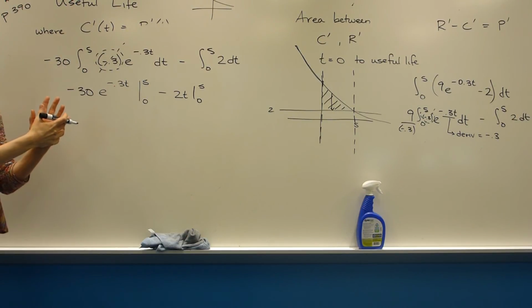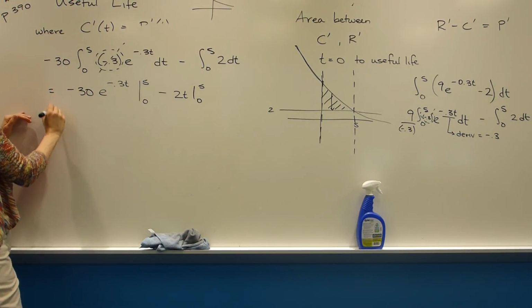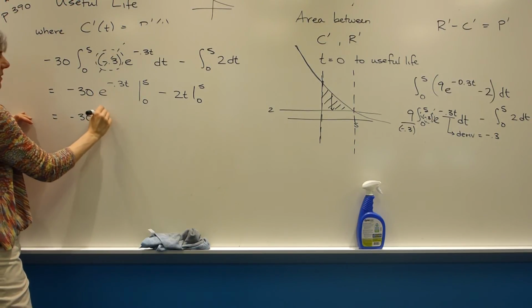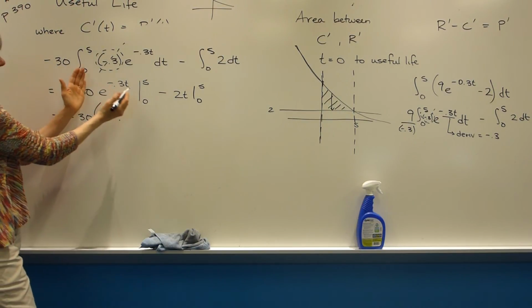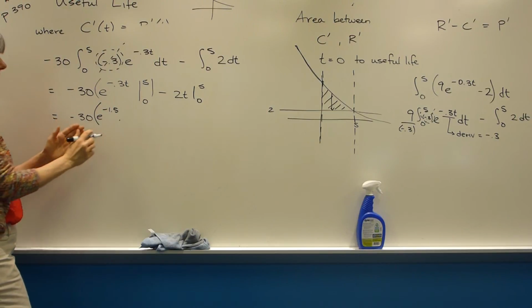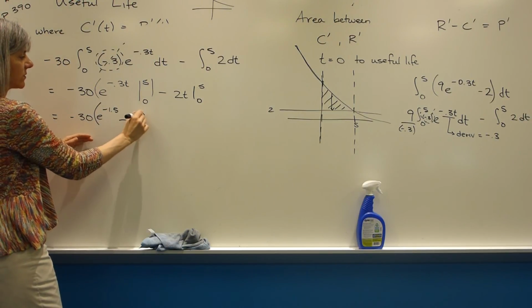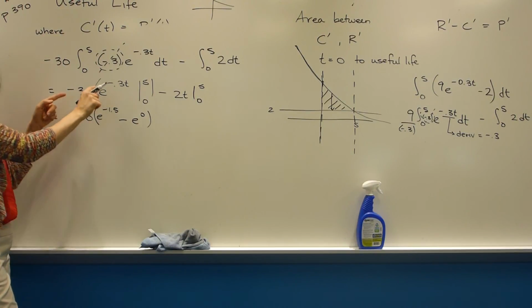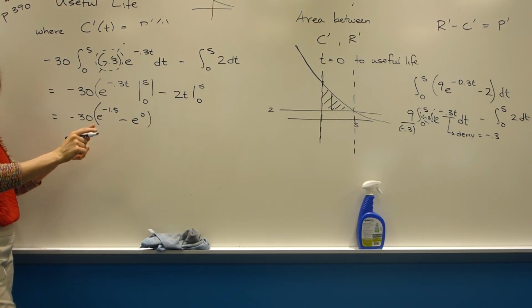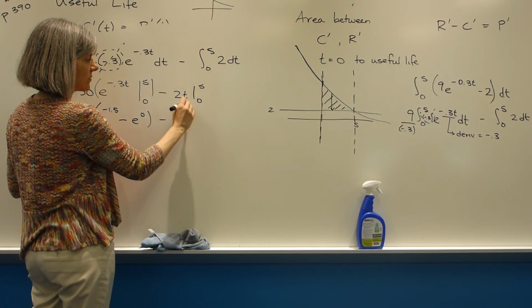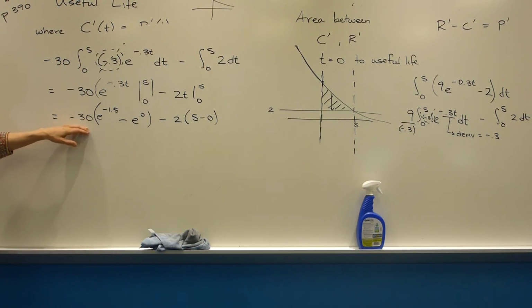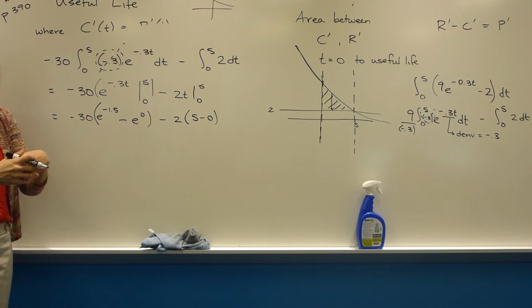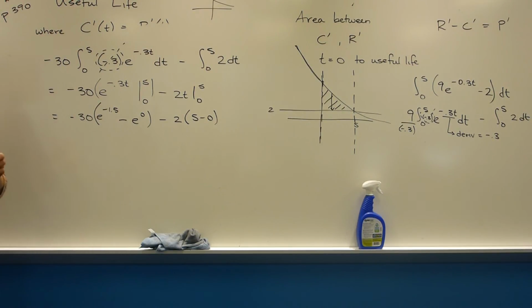Now, if you want to, you could recombine them, or you could just start plugging in. So negative 30 e to the minus 1.5. I'm going to do it like this, negative 30, and then do this piece like this. So here, and then minus e to the 0. I think that's easier than trying to track that negative sign through multiple different things. And then minus 2 times t at 5 and t at 0. If you've got a negative on the front, I would pull that out. All right, and so then you just crank through those numbers. So I'll let you crank through those.